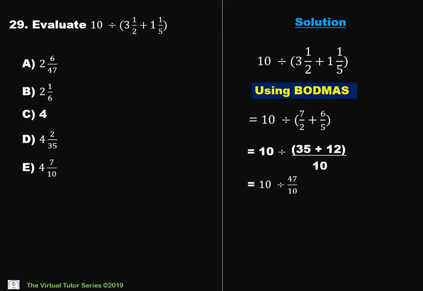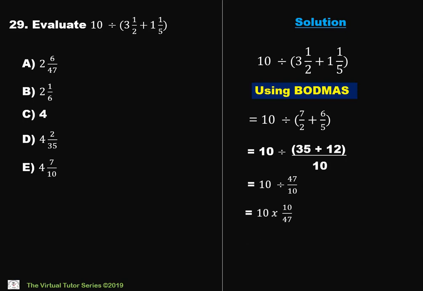35 plus 12 is 47. So we have 10 divided by 47 over 10. Now, we change the division sign into multiplication by finding the reciprocal of 47 over 10. The reciprocal of 47 over 10 is 10 over 47. So our expression now becomes 10 times 10 over 47.